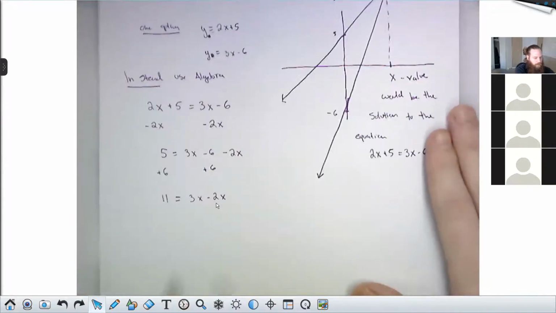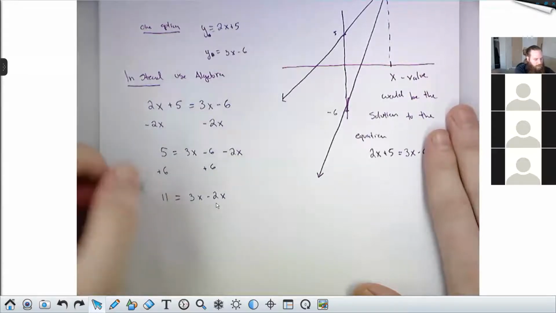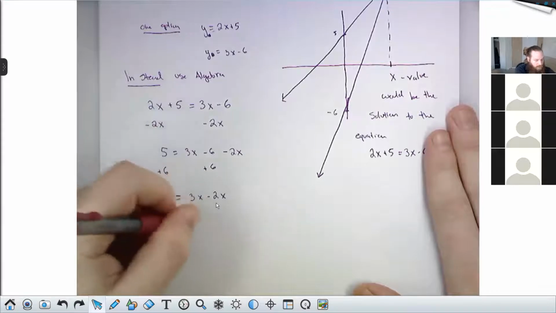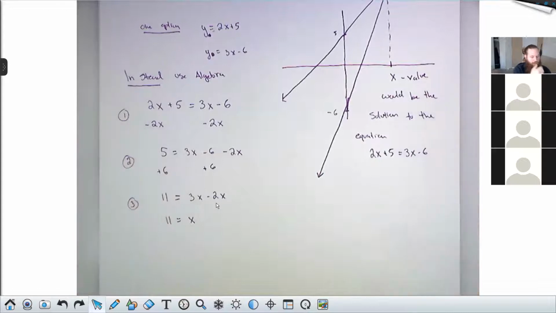And then over here, like 3 apples minus 2 apples is 1 apple. These are like terms. I can subtract them because they both have this x attached. So this is the same as just saying 11 equals 1x. 3x minus 2x is 1x. So here's your first step, here's your second step, and here's your third step, which gives you your solution.